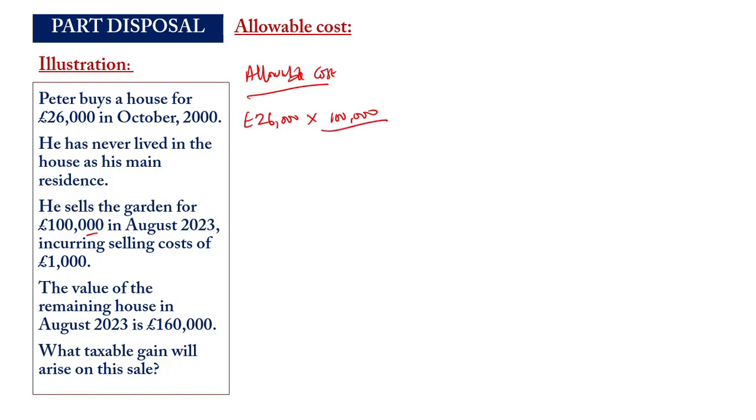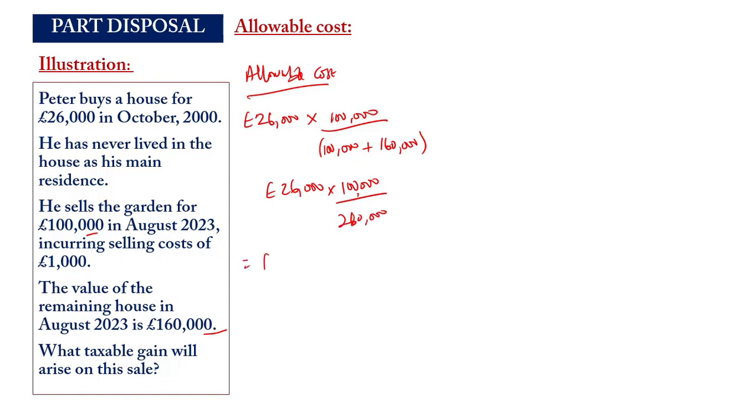We are now going to divide it by the proceeds. So the proceeds is basically the market value of the asset being sold off. We are now going to divide it by the proceeds of the part being sold off, plus the market value of the part left. So the market value of the house not being sold is £160,000. So this is going to give us 26,000 times 100,000 divided by 260,000.